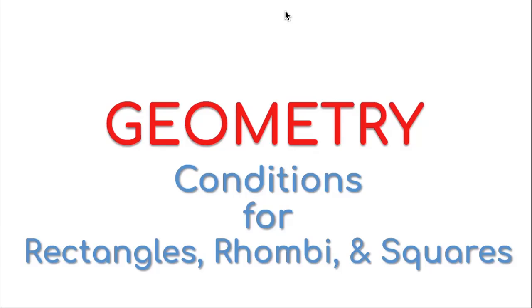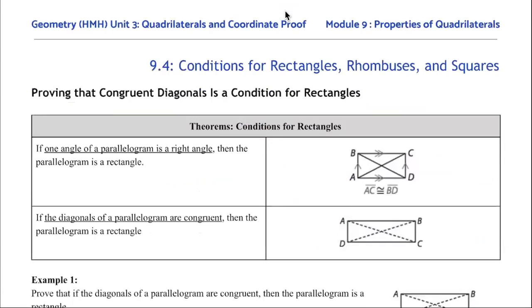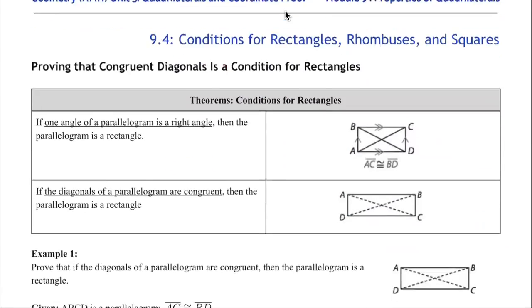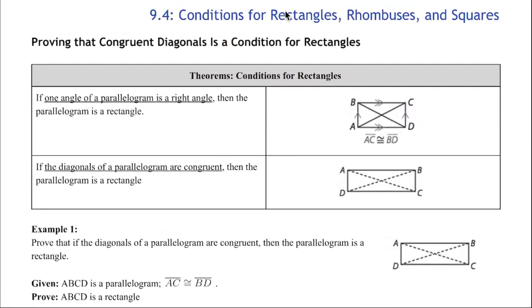Okay, guys? All right, the first of which is you should copy this down, all the underlined stuff. The very first one we're going to be dealing with is proving that congruent diagonals is a condition for a rectangle, right? So we've done the proof of this before. We just are going to do this in reverse, right? All right. So if one angle of the parallelogram is a right angle, then the parallelogram is a rectangle.